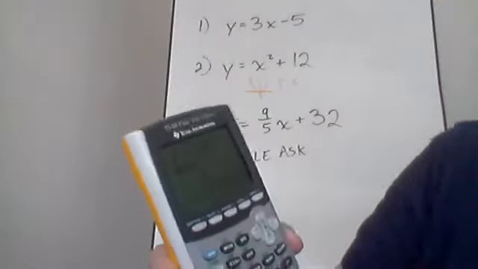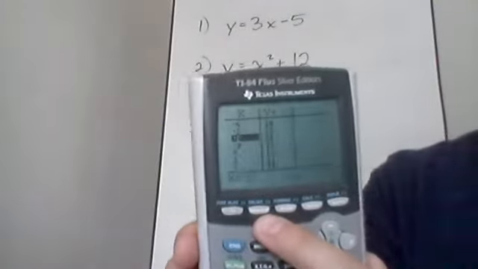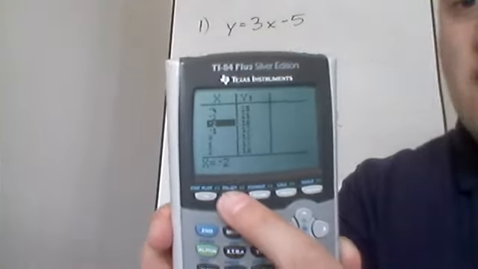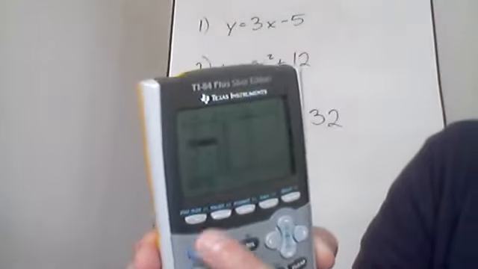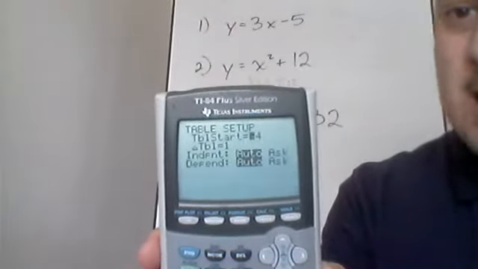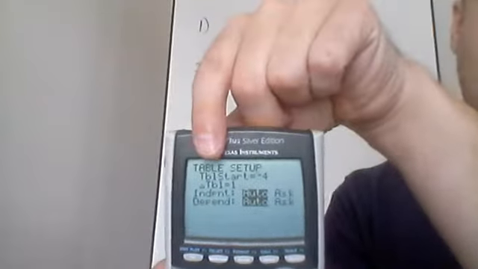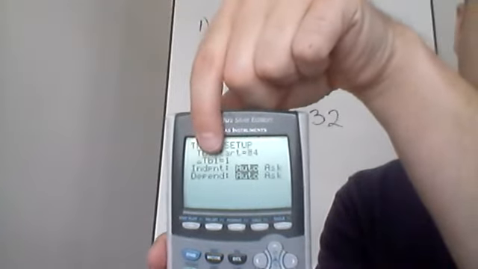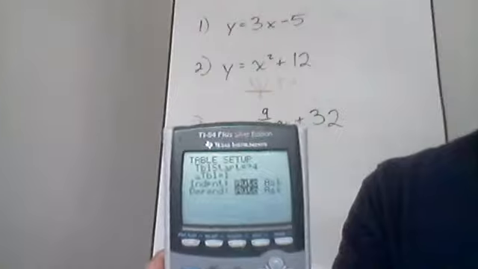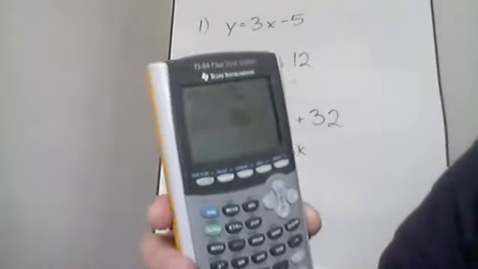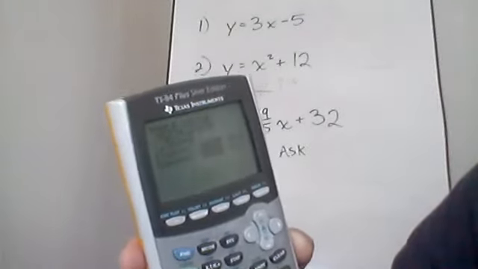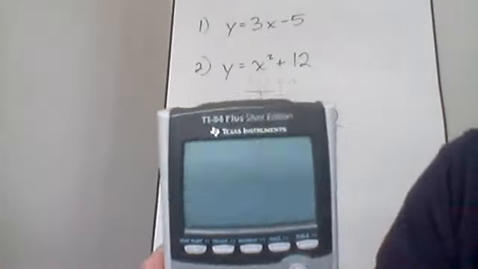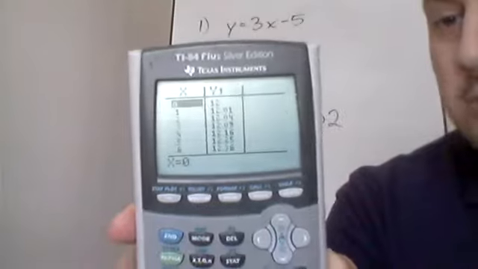If you want to change the table for some reason, just like the window button over here changes the size of the graph that we're looking at, above window it says table set. So if I do second window, I can set up my table. My table right now is starting at -4, and the delta table, that little triangle, means it's counting by 1. But I can count by whatever I want. So I can start my table at 0 if I want to, and I can count by 0.1. All right? And then if I go back to the table, now it's 0, 0.1, 0.2, 0.3.